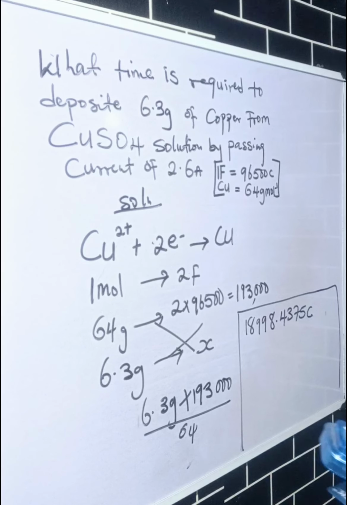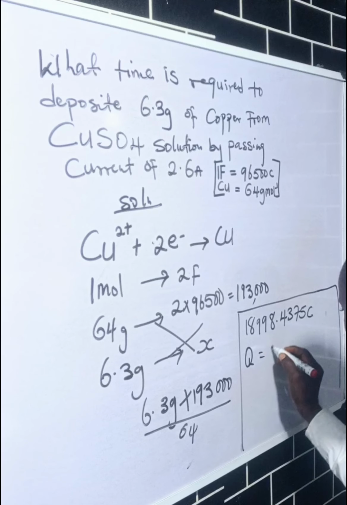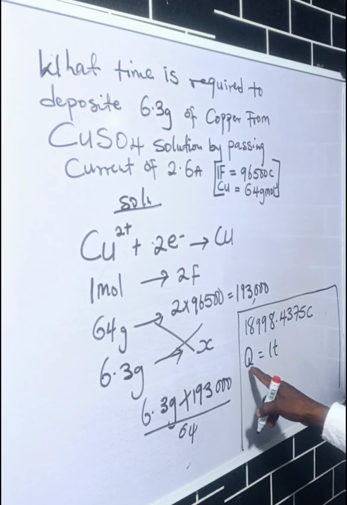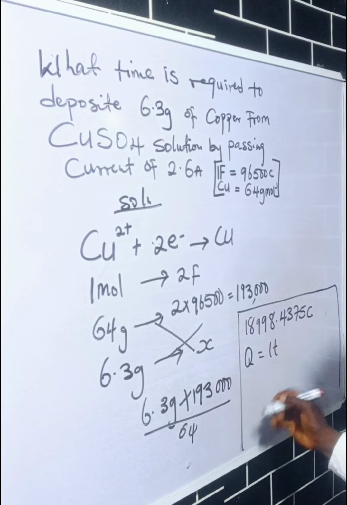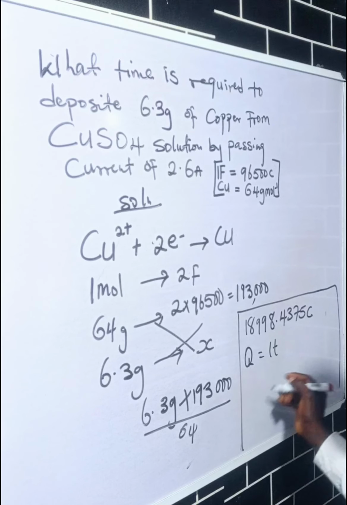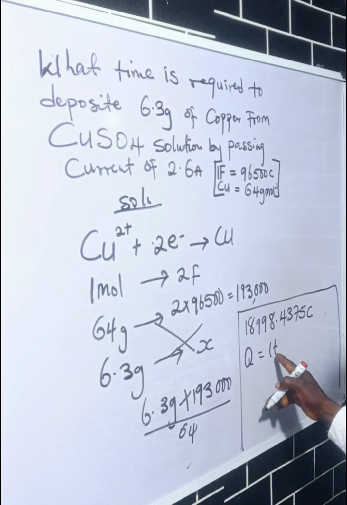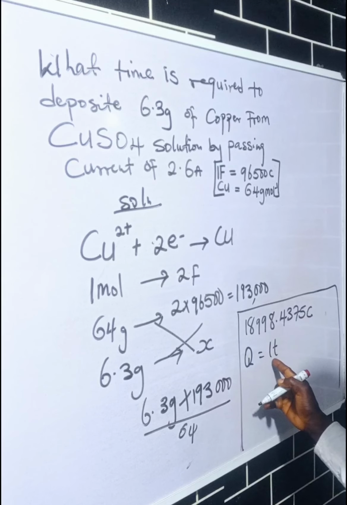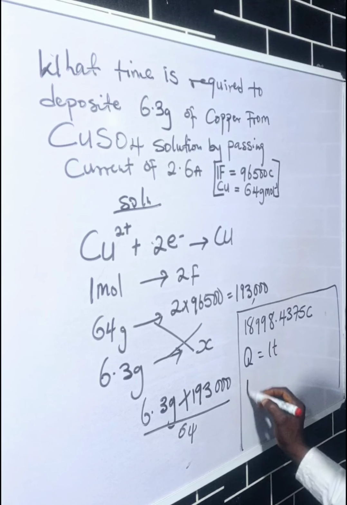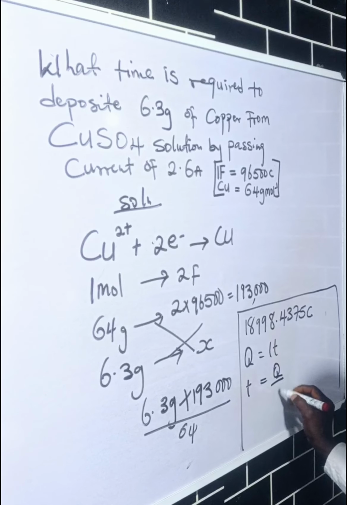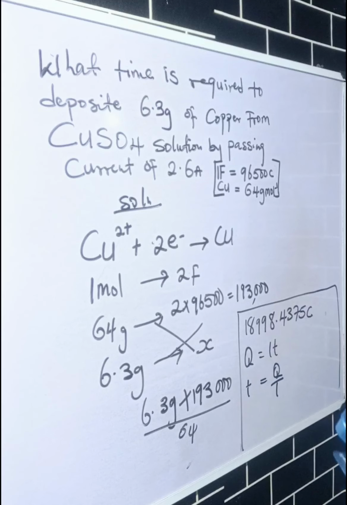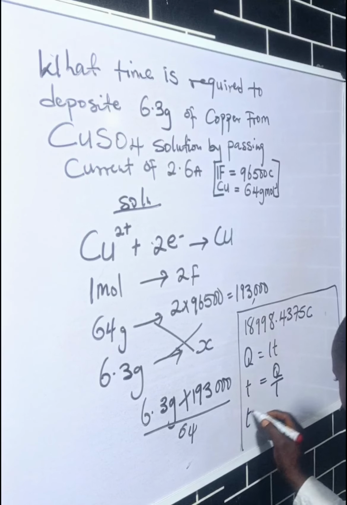But it's not what they're asking us. They didn't ask us the quantity of electricity, but they asked us the time. According to Faraday's law of electrolysis, the quantity of electricity is equal to current times time. By substitution, we divide both sides by I, the current, because we are looking for the time. So T is equal to quantity of electricity over the current.